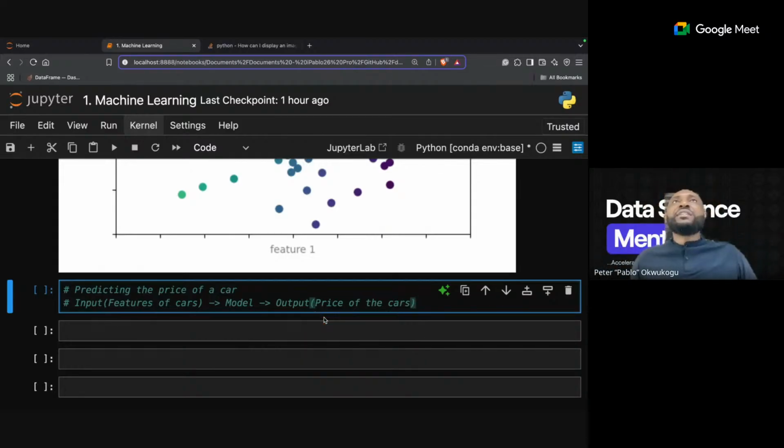Another example is predicting the distance of a trip, or predicting how much you pay for maybe Uber or Bolt or a boat trip. So this is what this is.